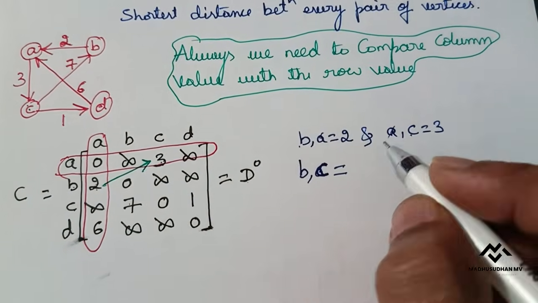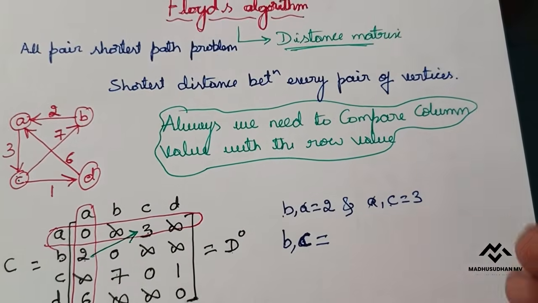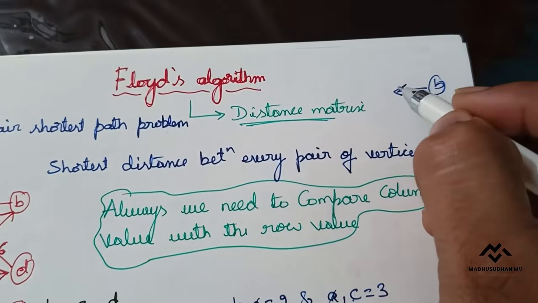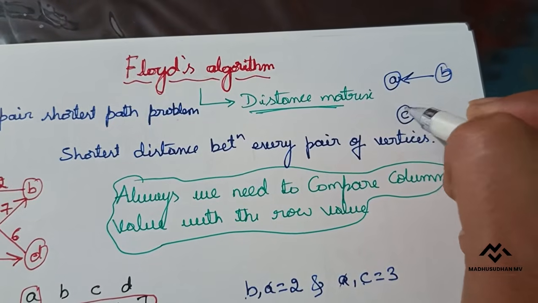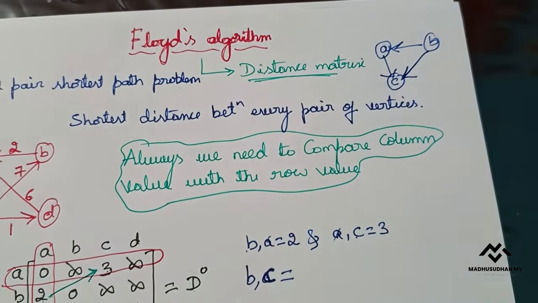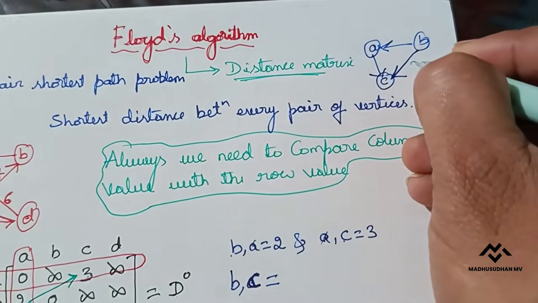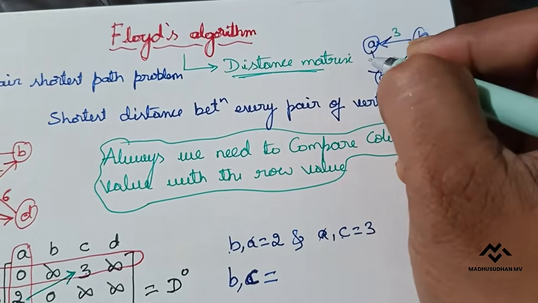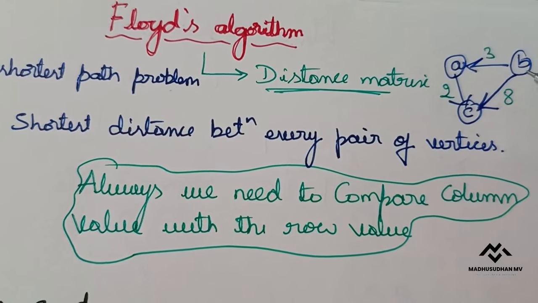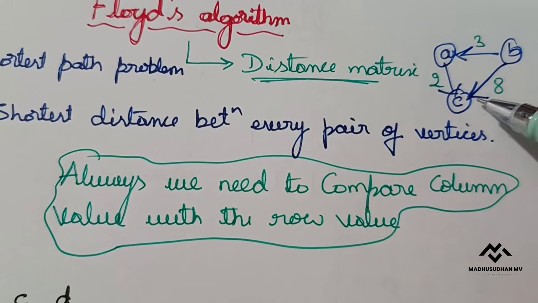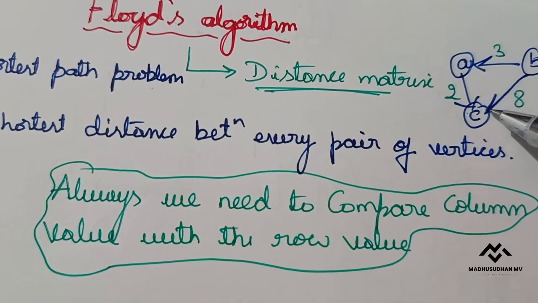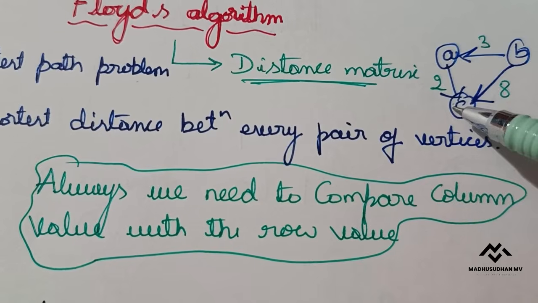Suppose, for example, in another case, this is B, this is A, this is C. Now assume there is a direct edge with value, say, 8, and this is 3, this is 2. Reaching from B to C through the direct edge is 8, but through A is 3 plus 2, which is 5. So we can reach C from B through this path at a shorter distance than the direct edge.